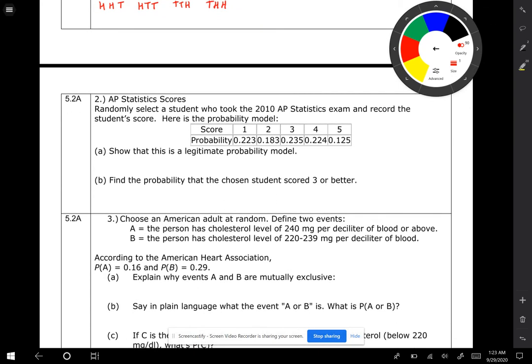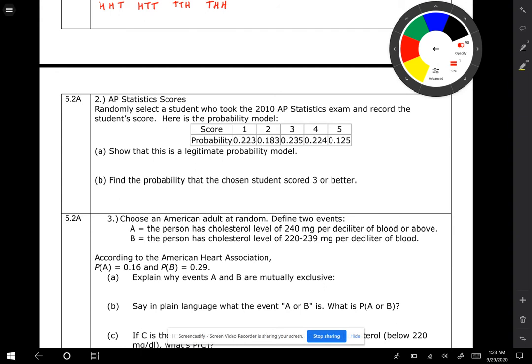Next example, AP Statistics scores. Randomly select a student who took the 2010 AP Statistics exam and record the student's score. Here is the probability model. Those are the score choices 1, 2, 3, 4, 5 on your AP exam, and those are the probabilities of each particular score occurring. Show that this is a legitimate probability model.